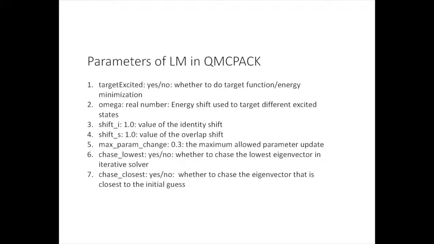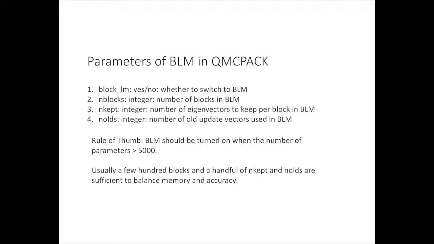Okay, so in order to use the block linear method, there are four additional parameters. Of course, to switch to the block linear method, you need to set block LM to yes. Then you also need to set how many blocks you want to divide your wavefunction parameters into. That is specified by the nblocks parameter. And then nkeep is how many eigenvectors you want to keep per block in the block linear method, and nold is how many previous updated vectors you're going to use to account for inter-block coupling in the block linear method.